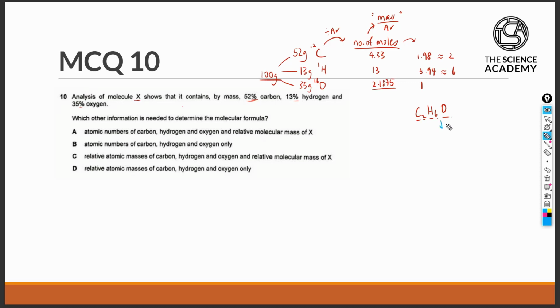Knowing the simplest ratio can give us the empirical formula of molecule X. And we derive the ratio according to an assumption that there is only 100 grams of molecule X available.